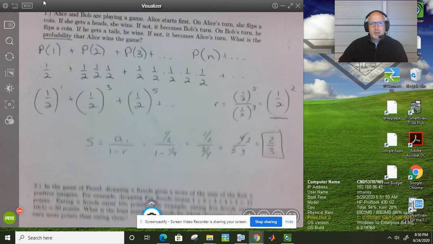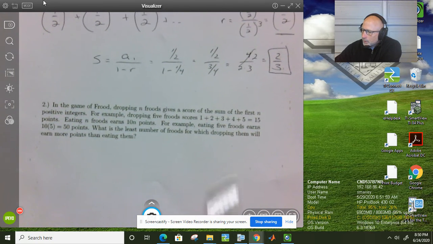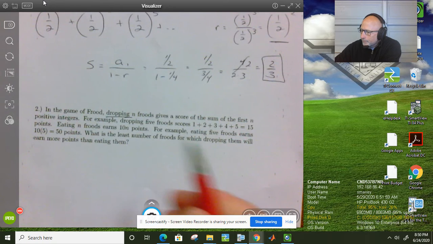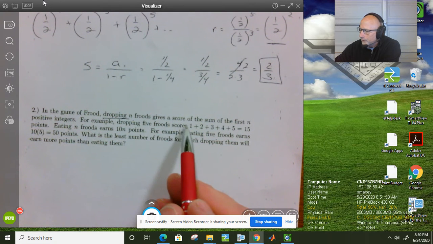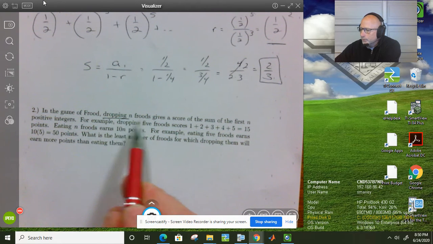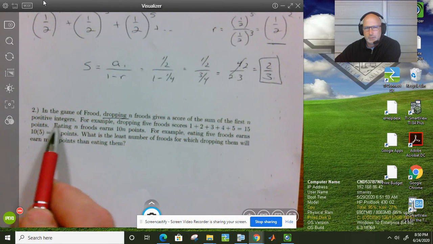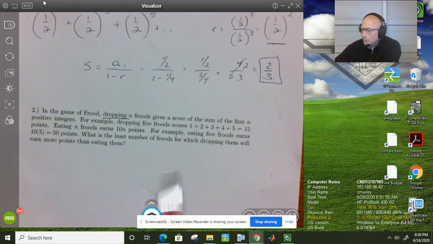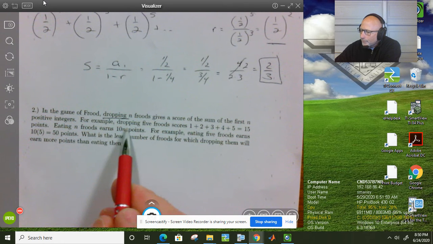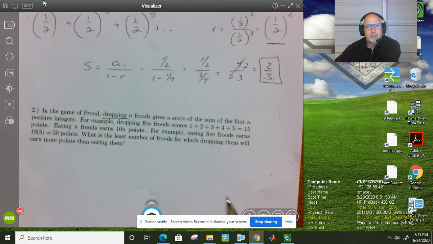Okay, number 2, and this one's kind of hard to understand. So in the game of Frood, whatever that is, dropping n Froods gives a score of the sum of the first n positive integers. We'll deal with that in a second. For example, dropping 5 fruits scores 1 plus 2 plus 3 plus 4 plus 5, which is 15.